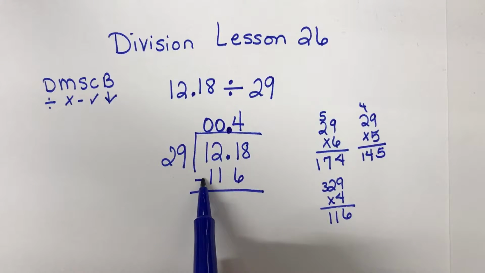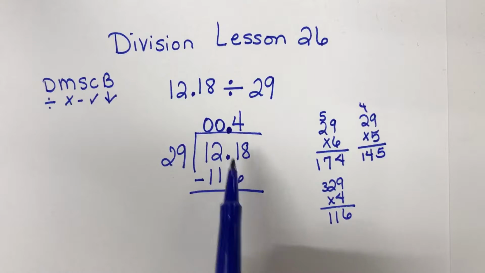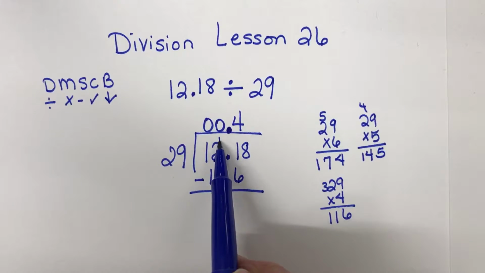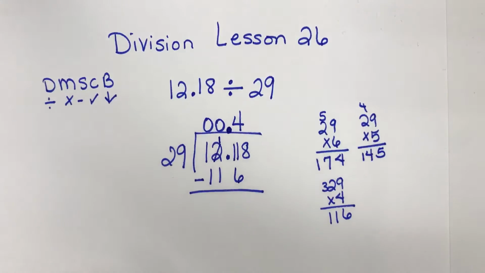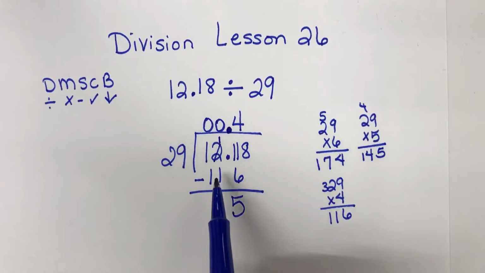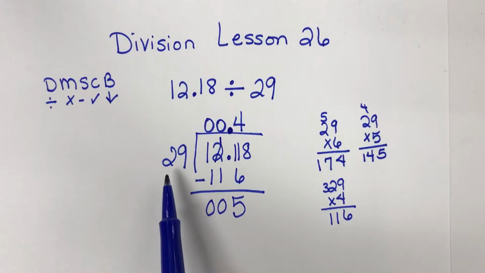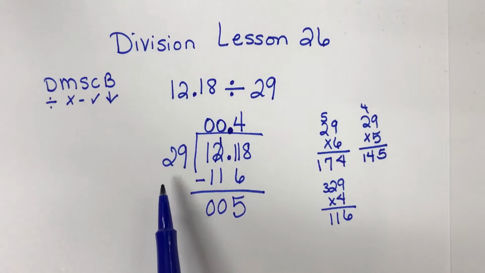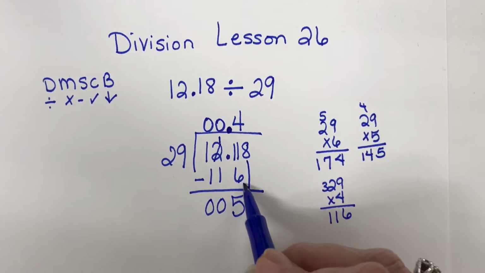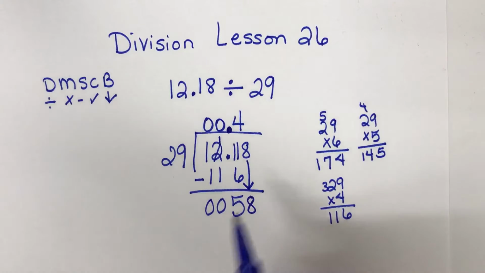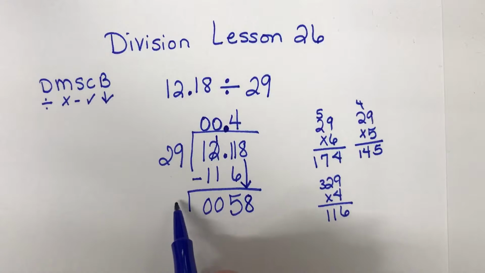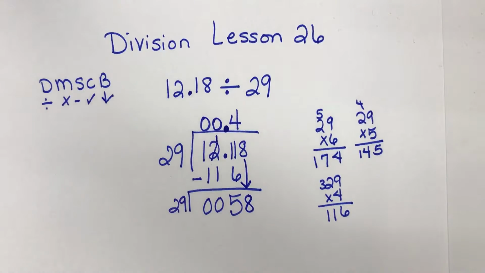Now I need to subtract. I cannot take 6 from 1, so I'm going to borrow from my 2. My 1 is an 11. 6 from 11 is 5. 1 from 0 is 0. 1 from 0 is 0. I'm going to check, is 5 less than 29? Yes. Now I need to bring down my 8. Now I have 58 divided by 29.